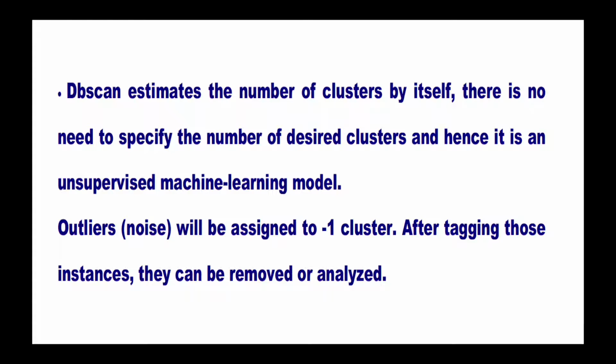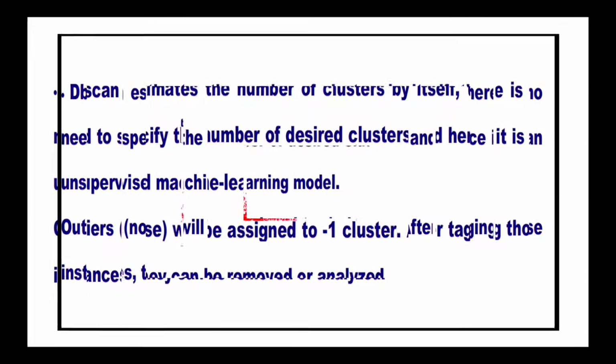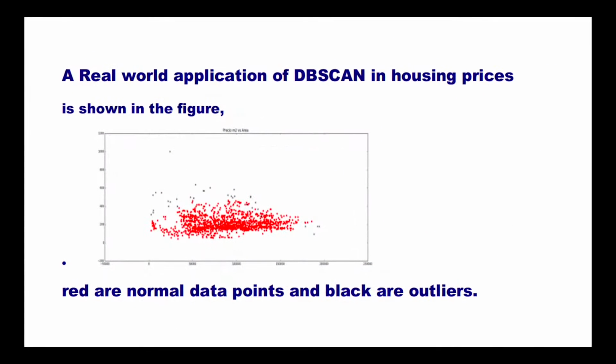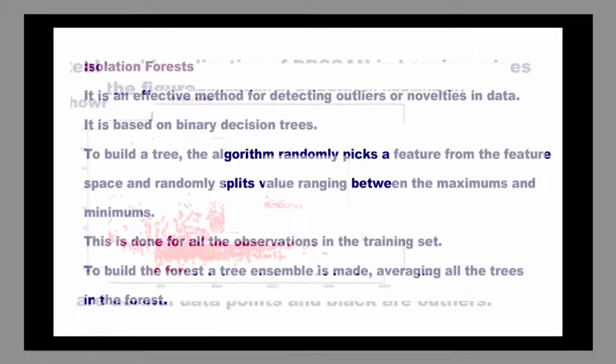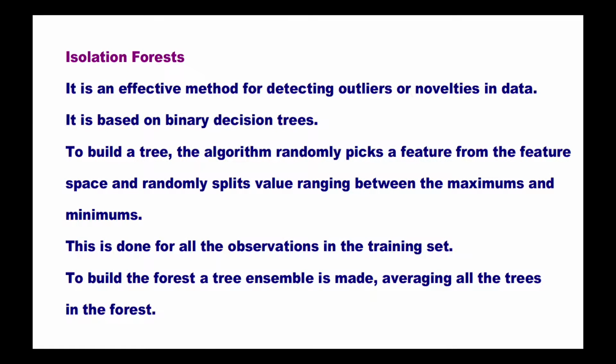Outliers, which is nothing but noise, will be assigned to -1 cluster. After tagging those instances, they can be removed or analyzed. A real-world application of DBSCAN in housing prices is shown in the figure. Red are normal data points and black are outliers. Next, we will see about isolation forest.